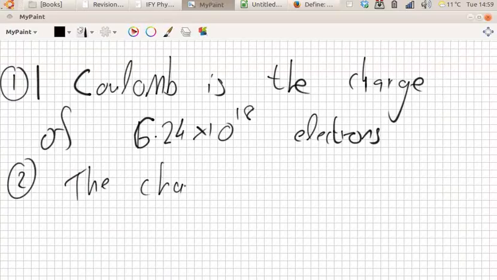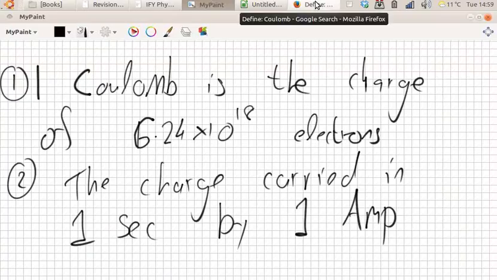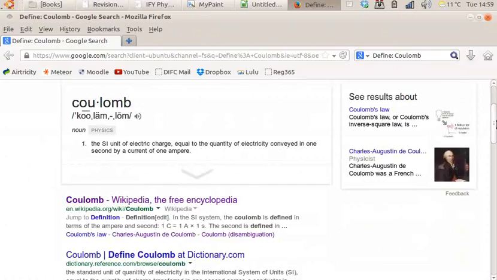See, I'm not too keen on that definition because I define amp as 1 Coulomb per second. So then I can't also define a Coulomb as 1 amp second. Oh, okay. I guess I should be changing my definition for amp, because a Coulomb is defined as the charge in 1 second by a current of 1 amp. So that's another definition. So we have 1 here, 2 here.